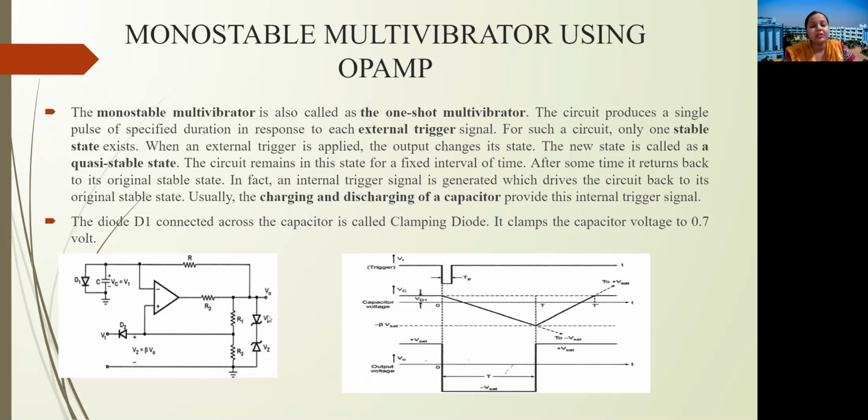Only one stable state exists in monostable. When an external triggering is applied, the output changes its state. The new state is called a quasi-stable state. The circuit remains in this state for a fixed interval of time.